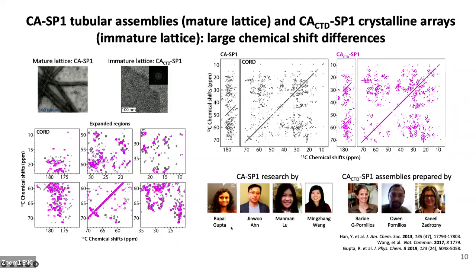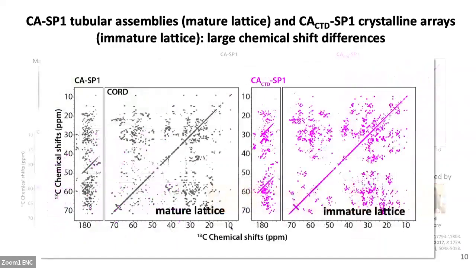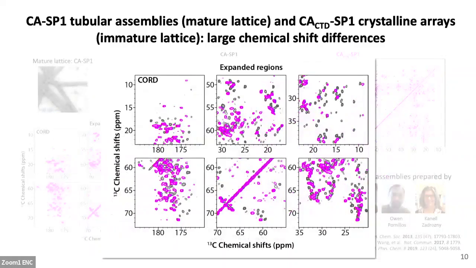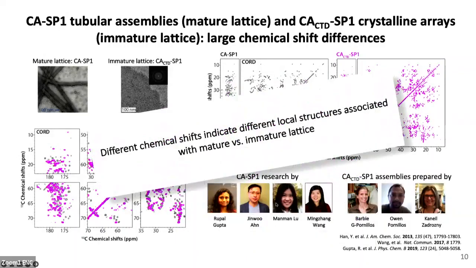And when we started studying the immature type of lattice, we compared these two assemblies. As we can see here, both of these assemblies yield remarkable spectra of high quality. But if we look at the various regions of the spectra, we can see the chemical shifts are very different between these two assemblies. And what does it indicate? It indicates the local difference which is associated with the mature type of lattice and immature type of lattice.